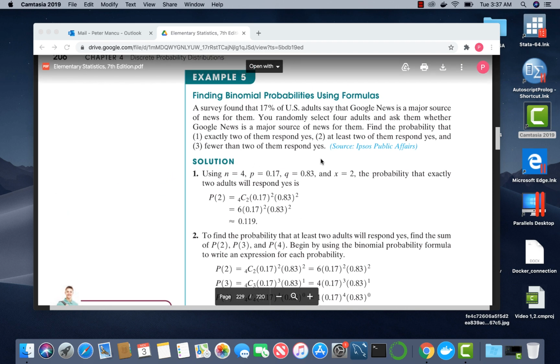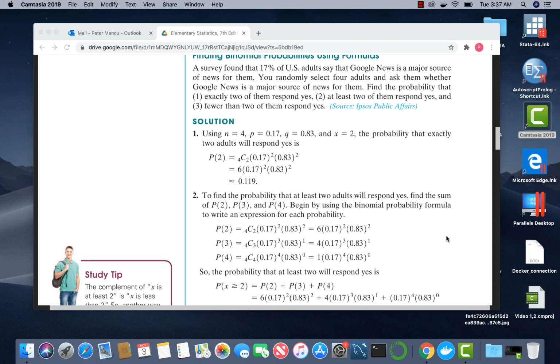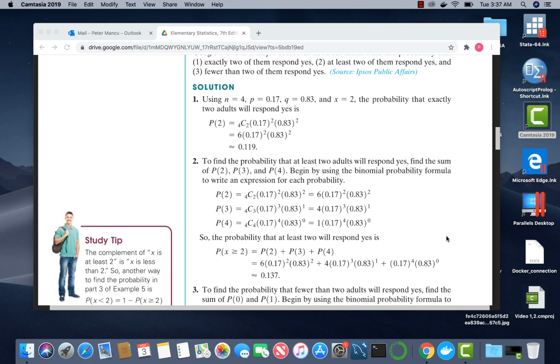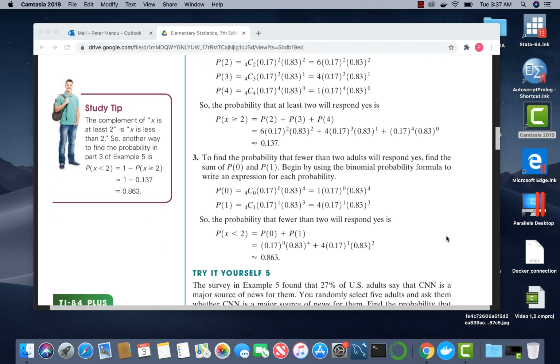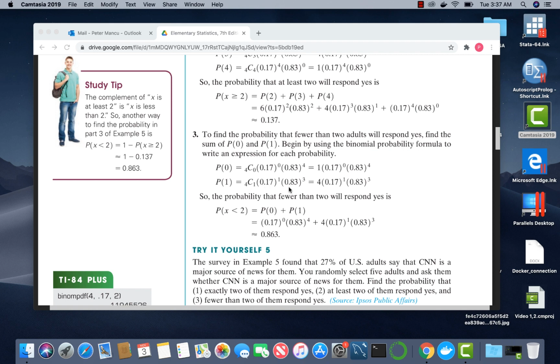And the last part, fewer than 2 of them respond yes. So fewer than 2 means strictly less than 2, which means either 1 or 0. So we can do it this way. Probability of 0 of them saying yes, that they get their news from Google News, and the probability of 1 of them saying yes. So we do the computation, and we sum up these 2 probabilities and we get our answer.